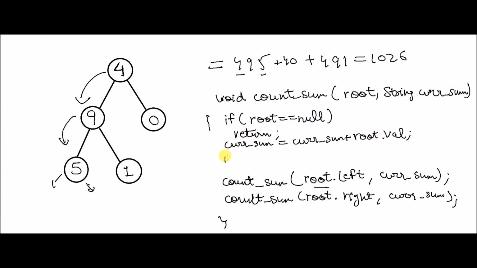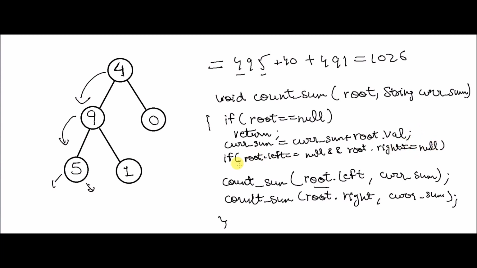And now I have to add another condition, that if the current node's left and right child are null, so if root.left is equal to null and root.right is equal to null. Now this condition reflects that we have encountered a terminal node or a leaf node.